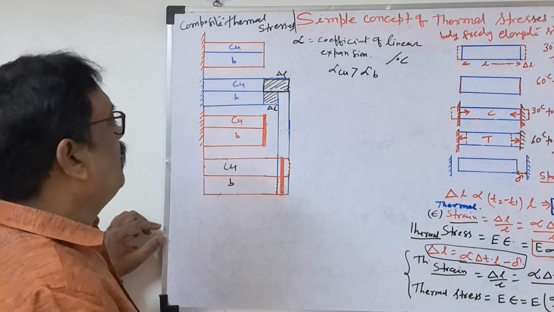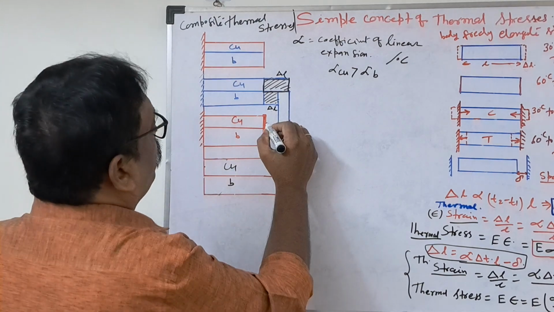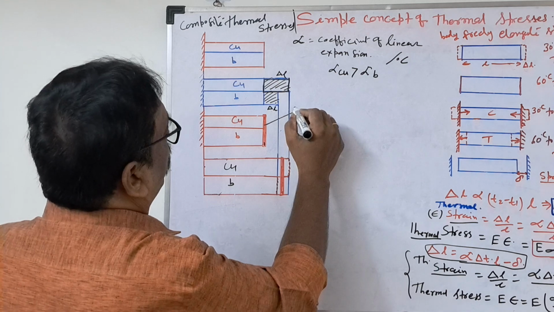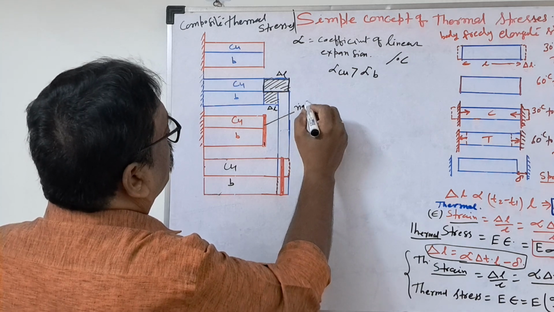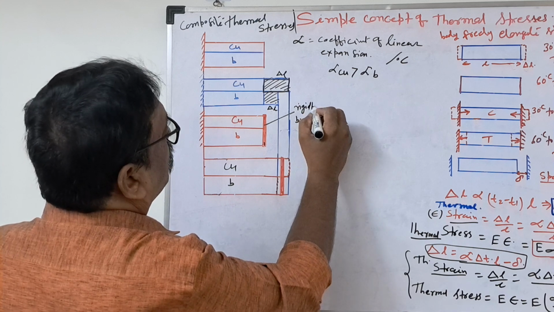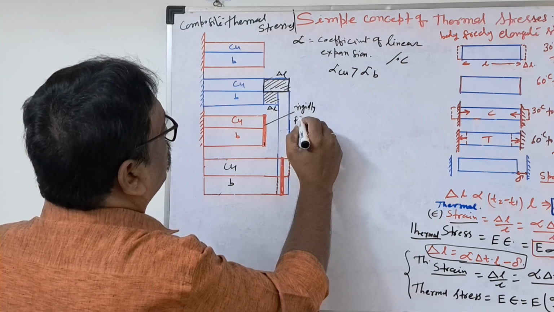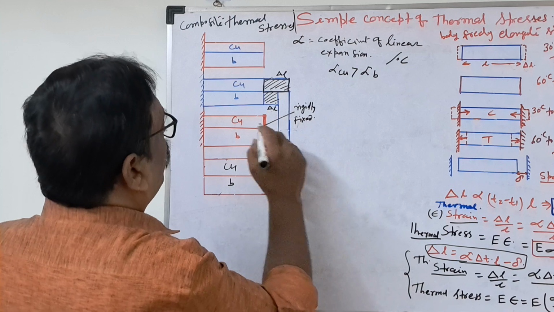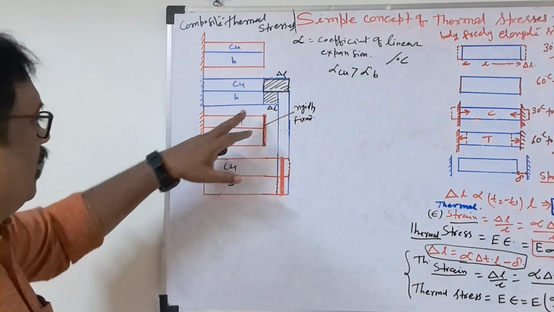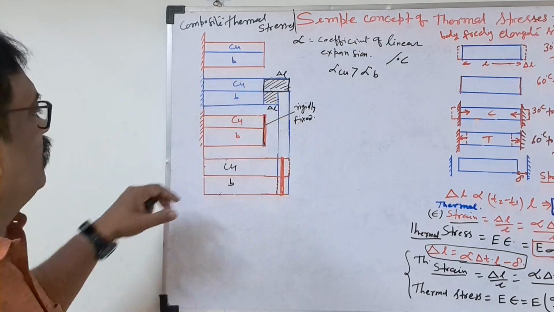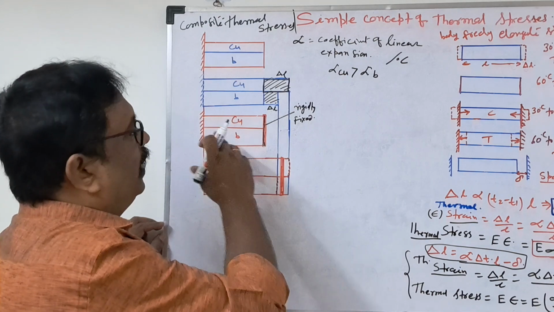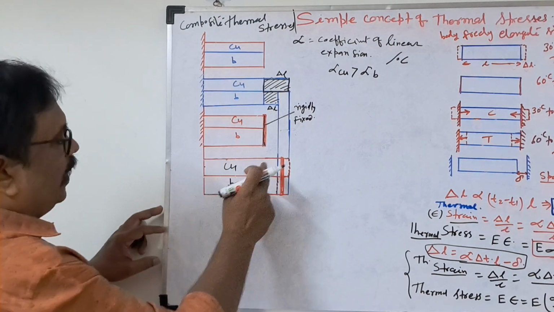Now what we'll do here: we'll take a rigid body. One rigid body will be fixed at the end, and rigidly fixed at the other end. This was free elongation, now rigidly fixed. Then what will happen? Both will elongate equally. Elongations will be equal.